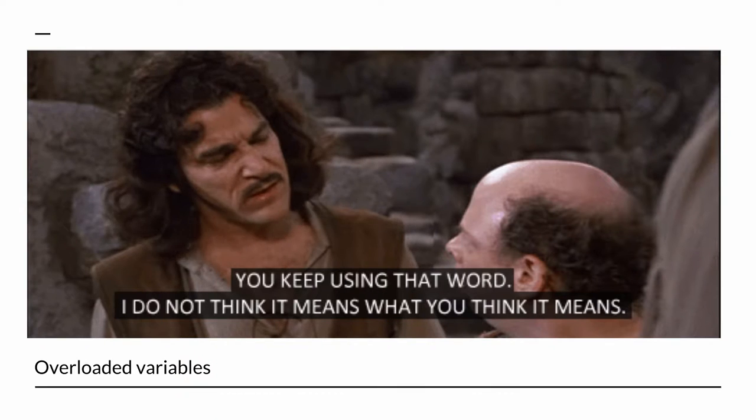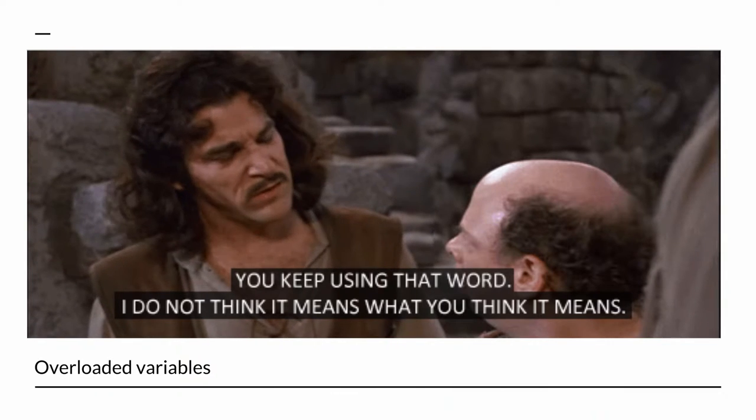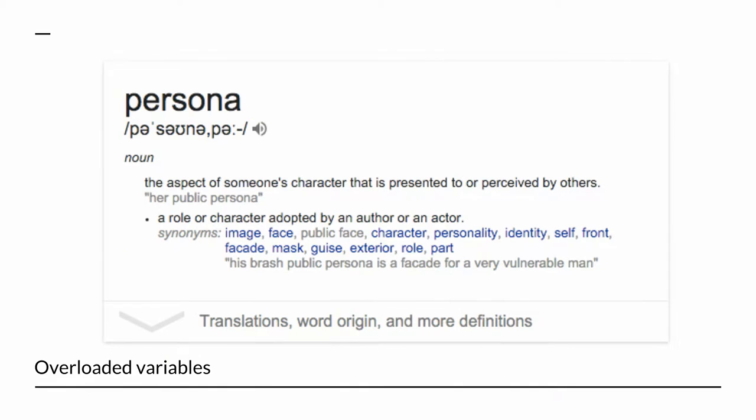So, you know, I'd done some training and I knew what I thought they were, so I went on a bit of a mission to find out a bit more about them and about how the industry perceives them. So if we look up the definition, we're told that a persona is the aspect of someone's character that is presented to or perceived by others. So this is really, without putting any framework of design or marketing or anything on top of it, what the word persona means.